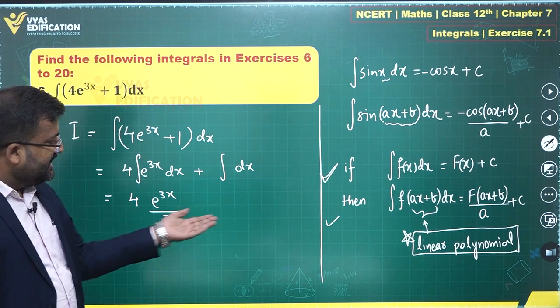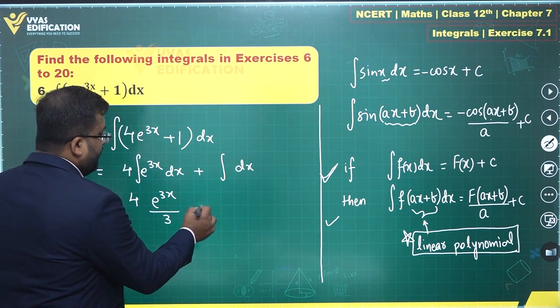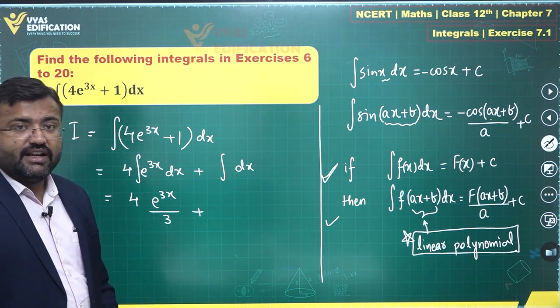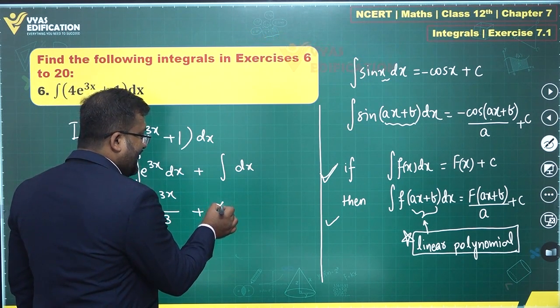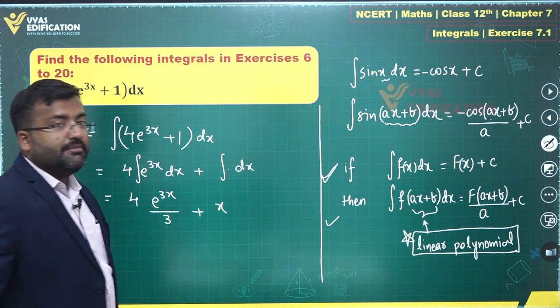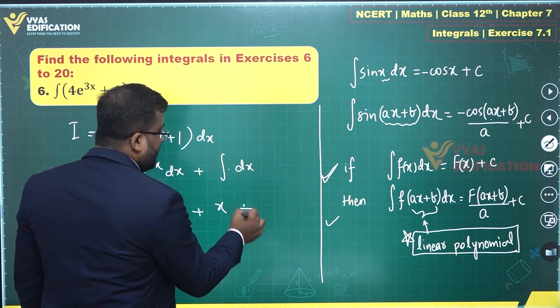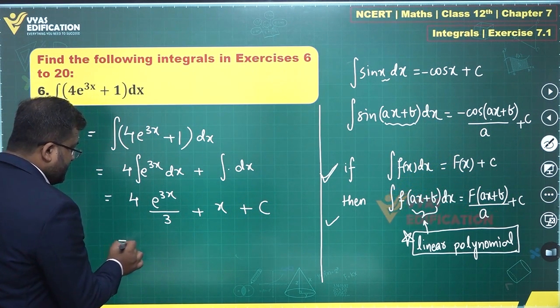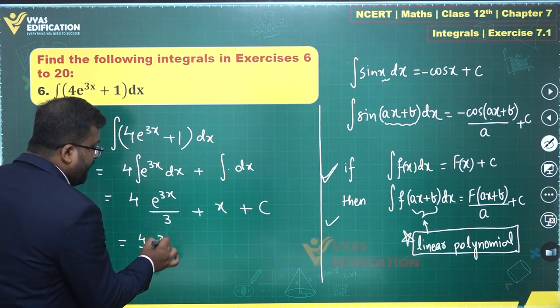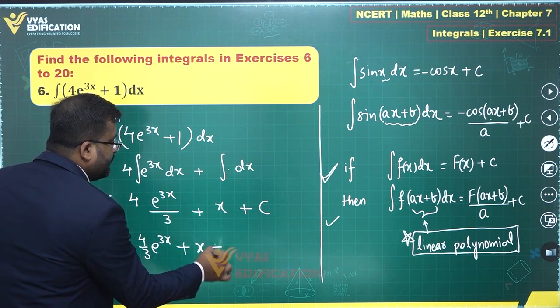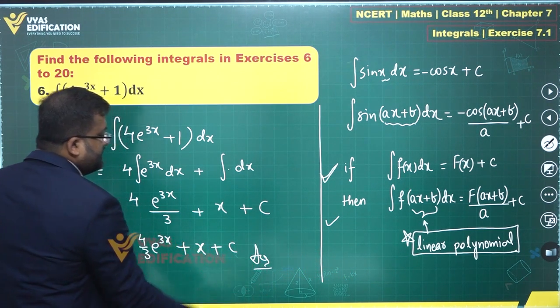If you know this, then you can write this directly. Plus, what about integral of 1? Integral of 1, standard integral, this is simply x. This was x power 0, it becomes x. Okay, and you write a constant of integration as well. So this actually is 4 by 3 e power 3x plus x plus c, and yes, that is my answer for this question.